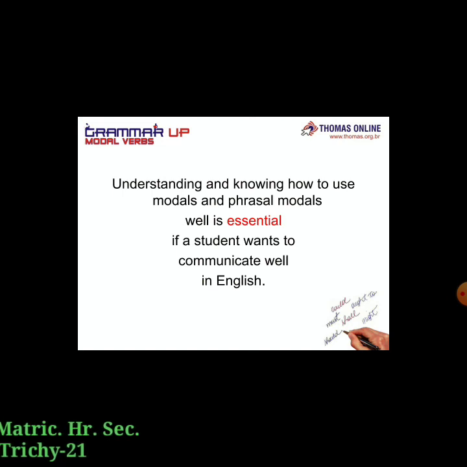Understanding and knowing how to use modals and phrasal modals well is essential. That's important. If a student wants to communicate well in English, through our modal verbs, we can speak in English without mistakes. So, okay, thank you.